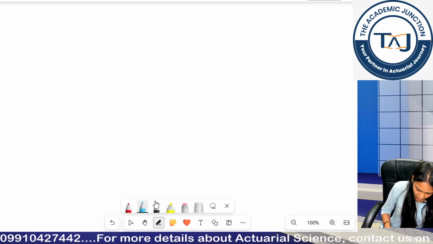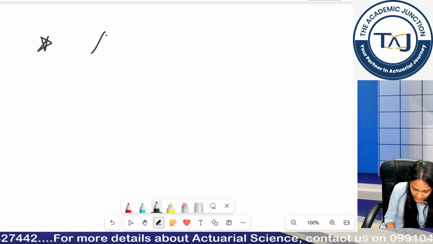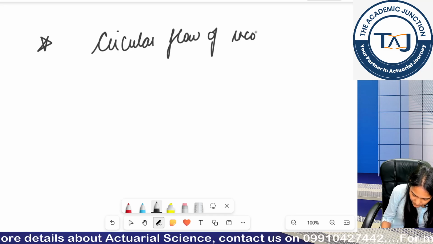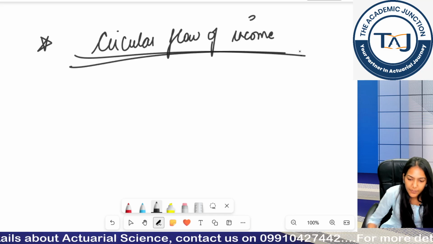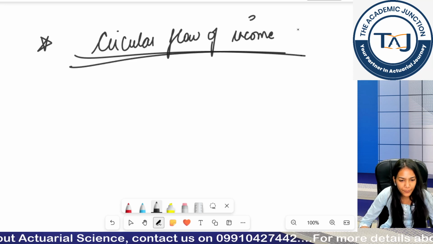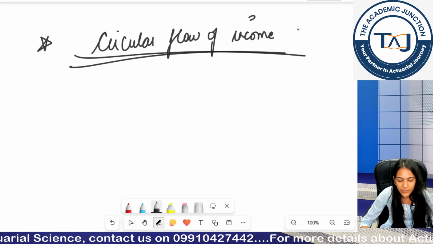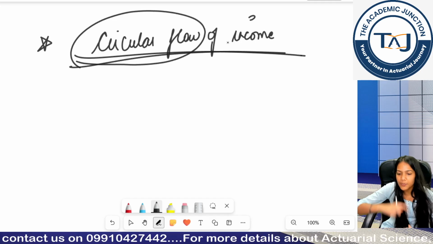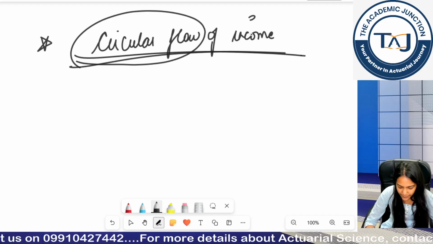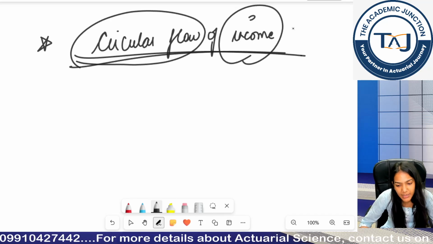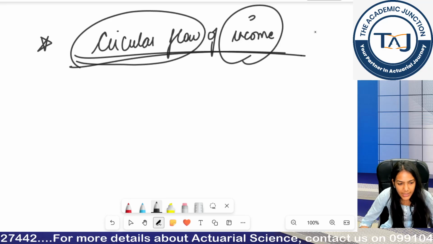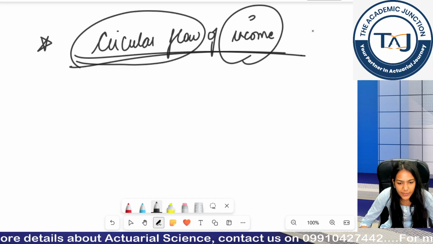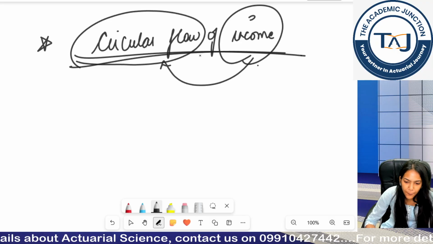Now, coming to one more key topic of microeconomics is circular flow of income. As the name itself suggests, circular flow, something that is moving in cycle. Okay? What is moving in cycle? The income is moving in cycle. Is it clear? The definition itself comes out of the terminology. So, my income is moving in a circular flow.